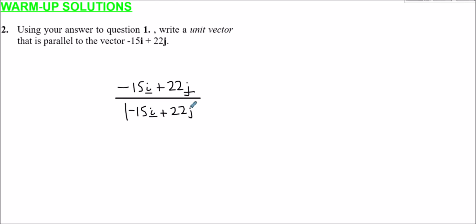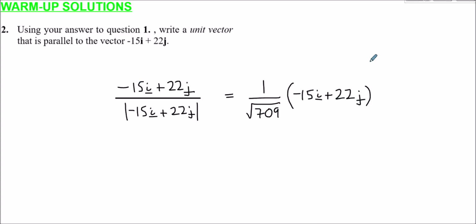But of course in question 1 we worked out the magnitude. The magnitude was root 709. And so this is just 1 over root 709 multiplied by minus 15i plus 22j. And that's all there is for that one. So let's have a look at question 3.